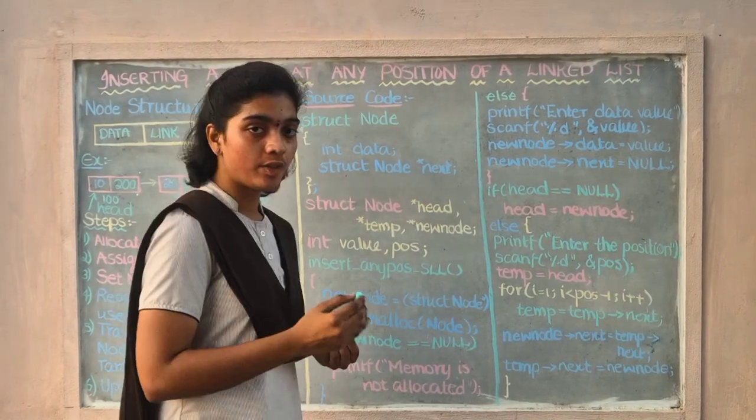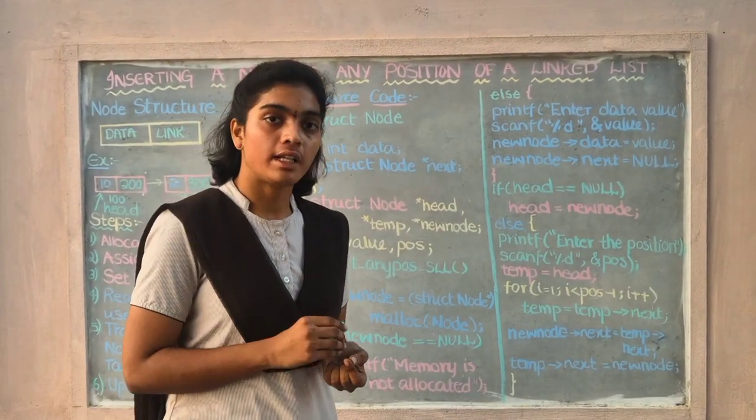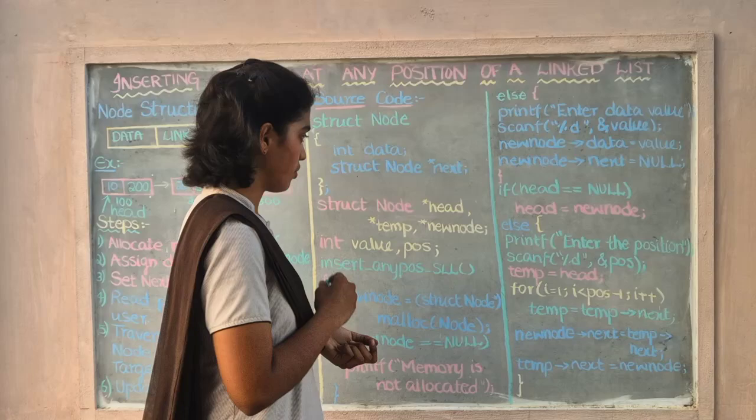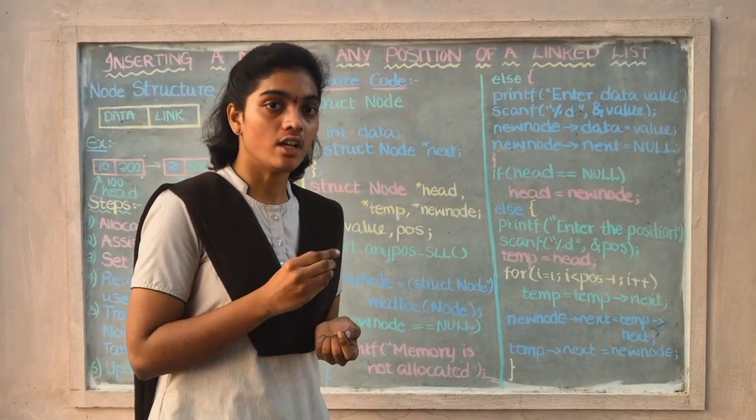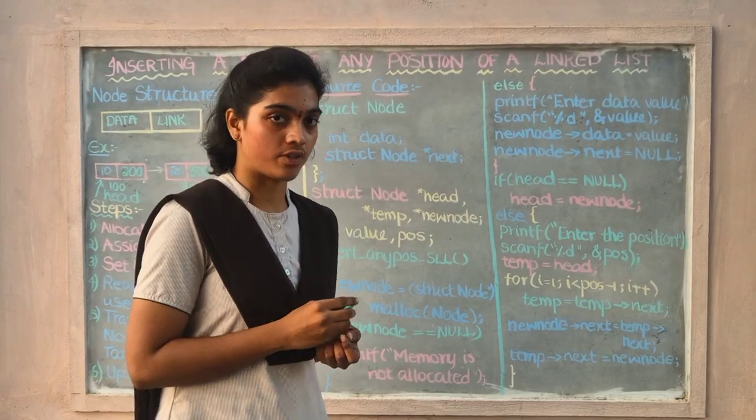Now, it is time to declare variables. First, I am declaring the variables which are in struct node format, as our step 5 consists of traversing the list to the node just before the target position.